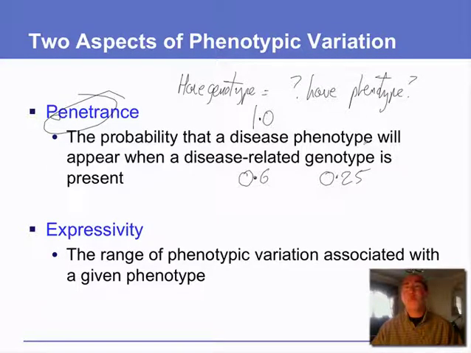An example for this would be breast cancer. If you have the double recessive BRCA1 genes, so you have the genotype for breast cancer, it has a penetrance of 0.8. In other words, you have an 80% chance of having breast cancer if you have those two double recessive BRCA1 genes.